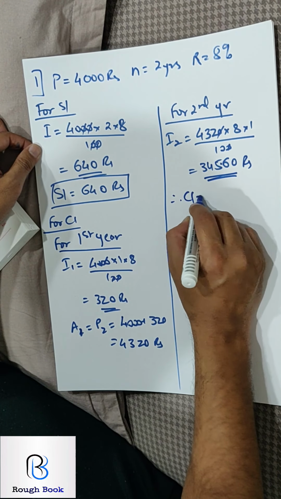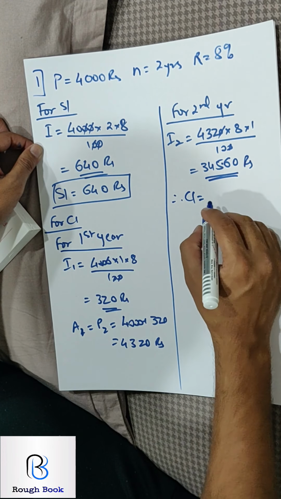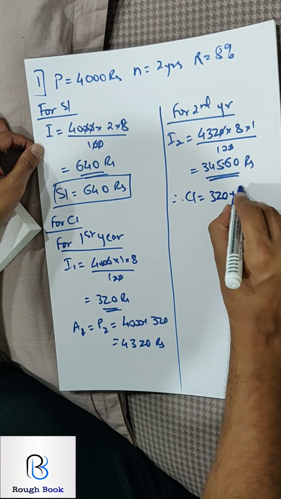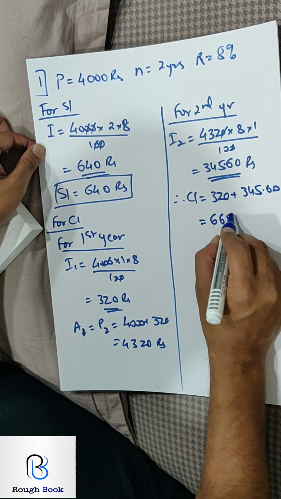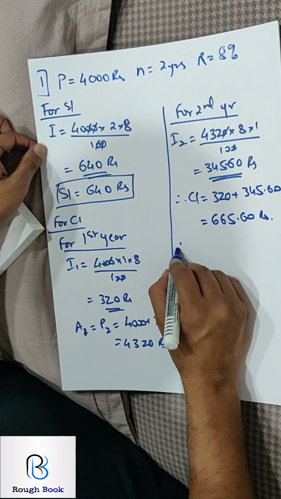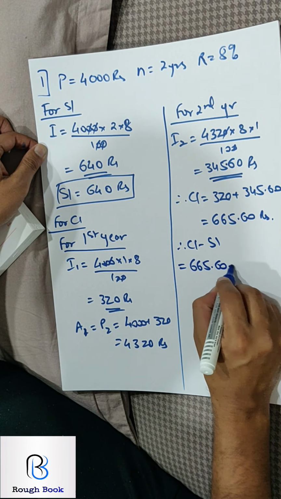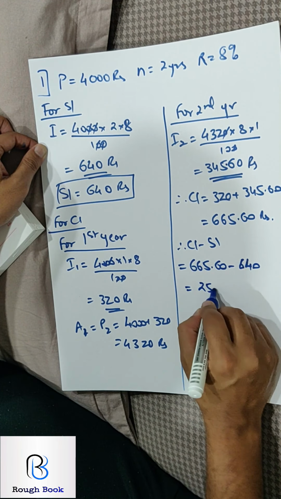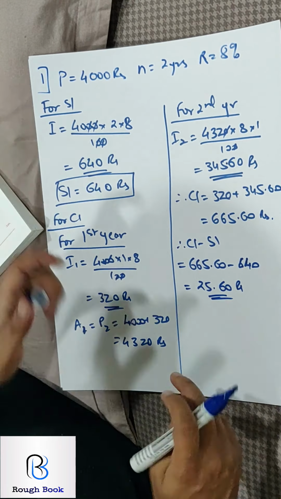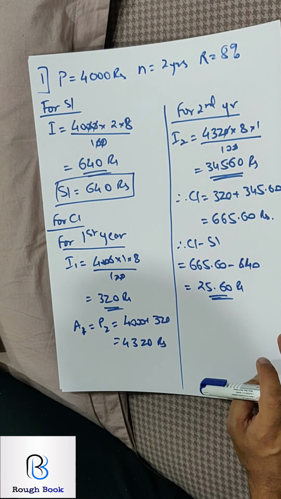So therefore my total compound interest, add this and this, or find the amount and then subtract from 4,000. Whatever method. So let's see what do I get. I get 665.60 rupees. So therefore the difference between the CI and the SI is 25.60 rupees. How many hands go up who got the same answer? Yeah, if you managed to get it, great.